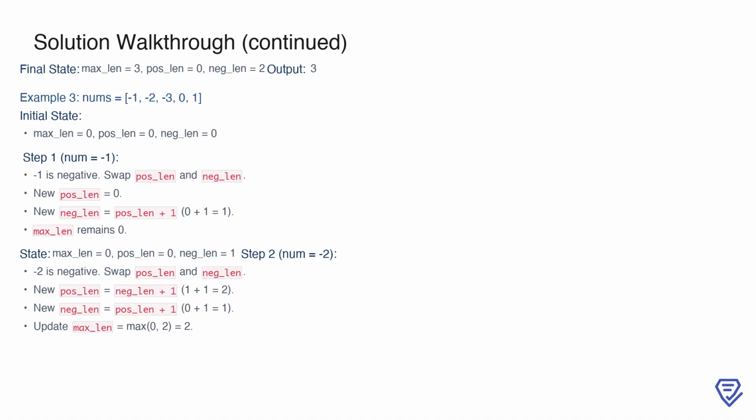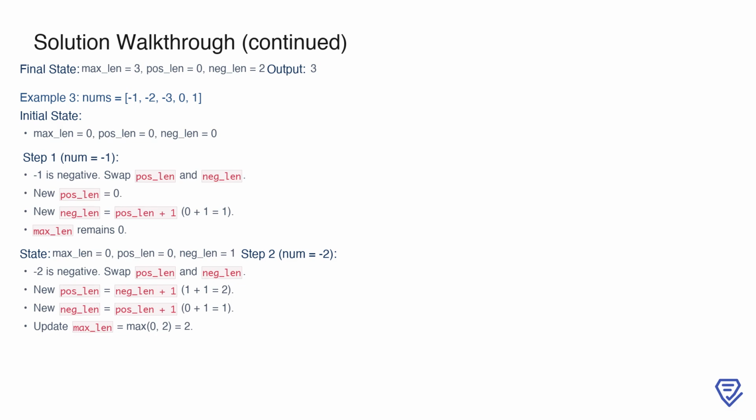The final state for this example is max_len equals 3, pos_len equals 0, neg_len equals 2, and the output is 3. Now, in the third example, nums equals -1, -2, -3, 0, 1. Again, we begin with all variables set to 0. For the first number, -1, which is negative, we swap pos_len and neg_len.